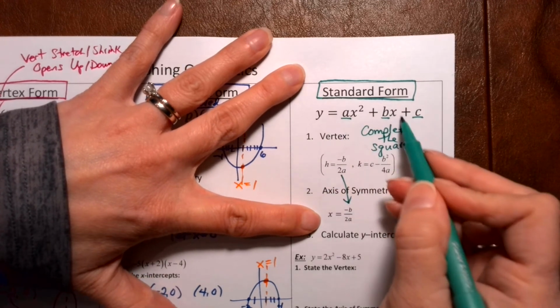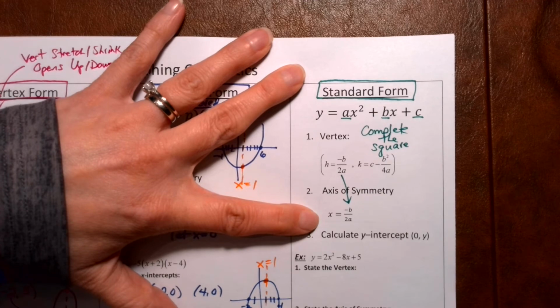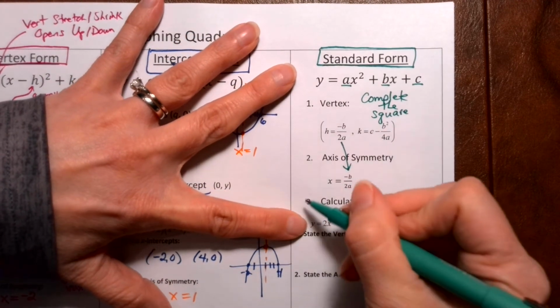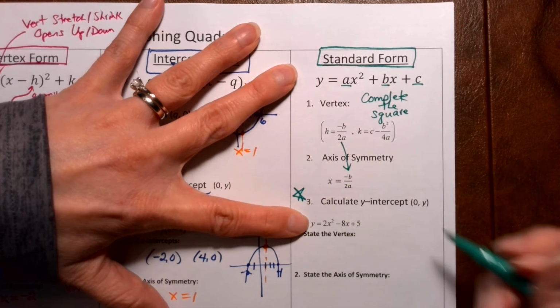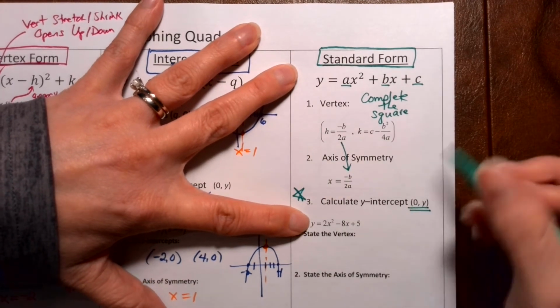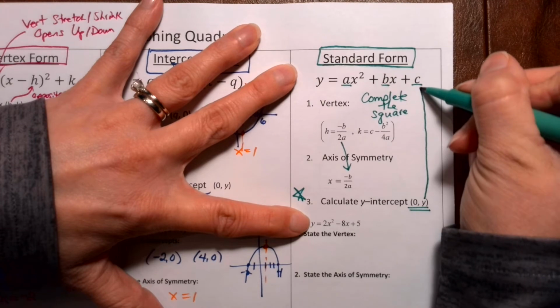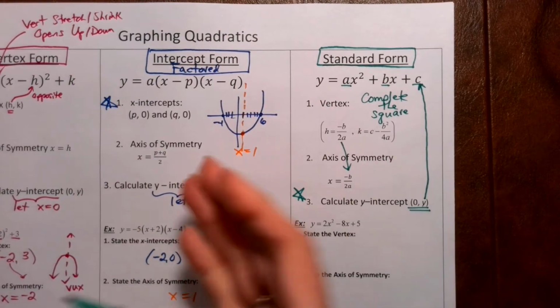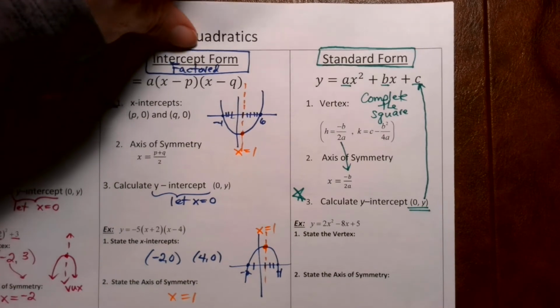All right, so what's easy about standard form? Well, there's always going to be one easy thing, right? The y-intercept is the easy thing when you're in standard form. The obvious thing here, you could just take a look at the c value to find the y-intercept. So one thing is easy based on the form that you're in.